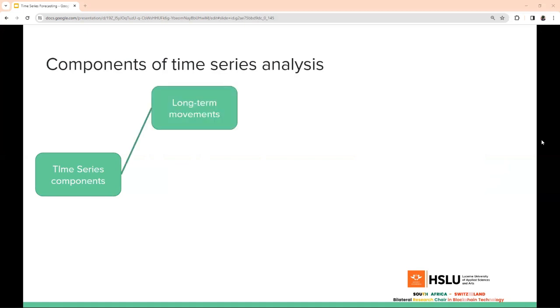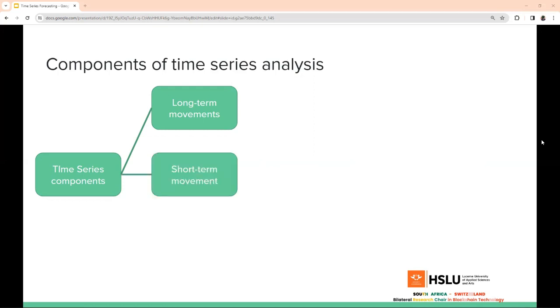So long-term movements are essentially the overall movement of the time series value to either increase or decrease over a range of time. Sometimes there's no upward or downward change, it just remains stationary during this long period of time. So during time series analysis, it is common to observe either an upward or downward trend of the measured variable. However, it's possible for there not to be either, right?